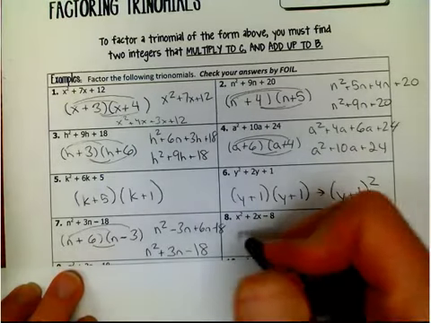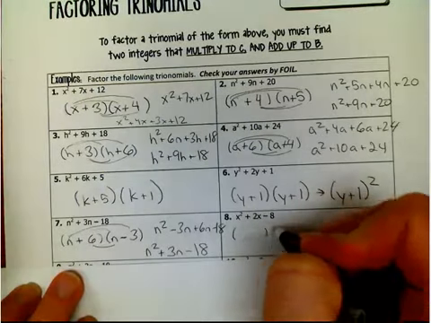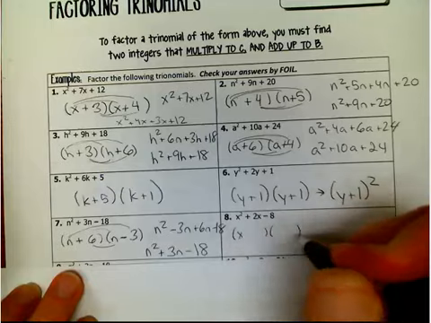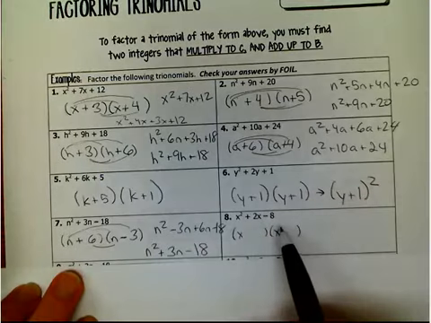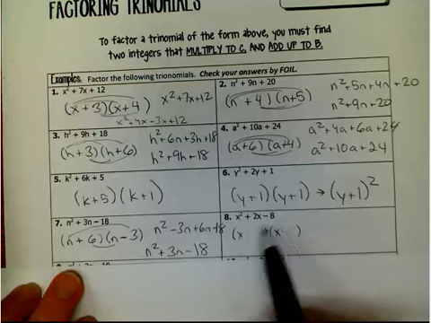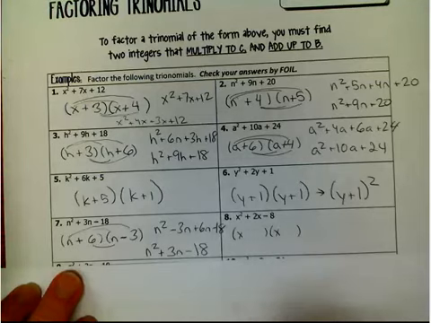Okay, let's do another one. So I'm going to set up again here. I've got my x term here, my x term here. Now I'm thinking through, what can I multiply to get negative 8? And then I also need to add those numbers together to get a positive 2.